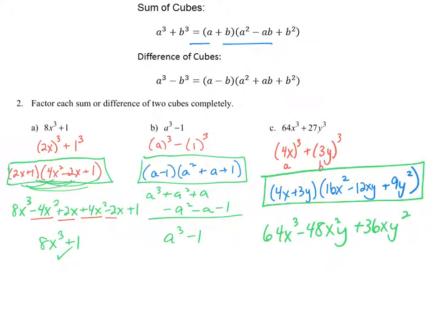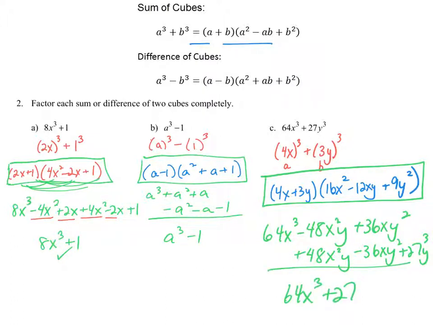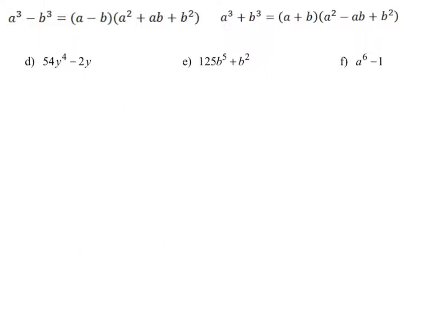Distributing the plus 3y, 3y times 16x squared is going to be a plus 48x squared y. 3y times the negative 12xy is a minus 36xy squared, and then 3y times 9y squared is 27y to the third. By simplifying this, we get 64x to the third plus 27y to the third. So we know that our answer is in the correct factored form.